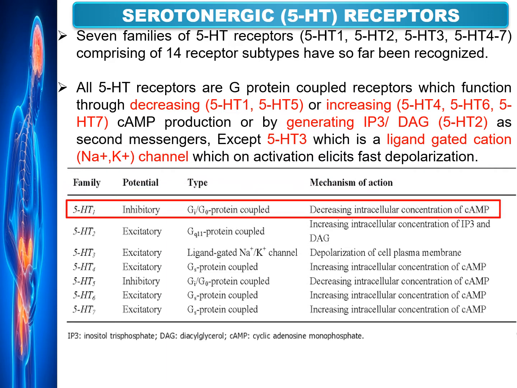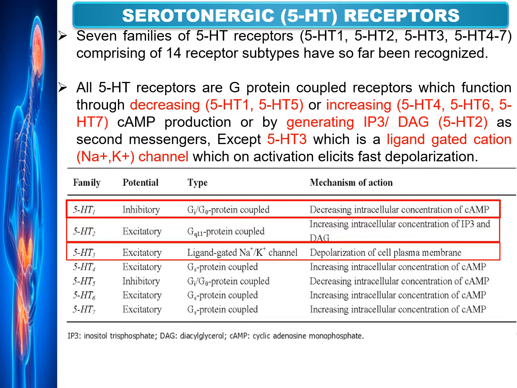Whereas the second family, that is the 5-HT2 receptors, having the excitatory potential, has Gq type of the coupler protein, and they function through increasing the intracellular concentration of inositol triphosphate and diacylglycerol. Whereas the third family, that is the 5-HT3 receptors, showing the excitatory potential, has the ligand-gated sodium potassium channel, and they function through depolarization of the cell plasma membrane.